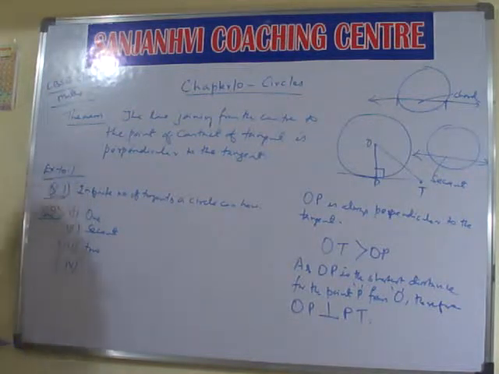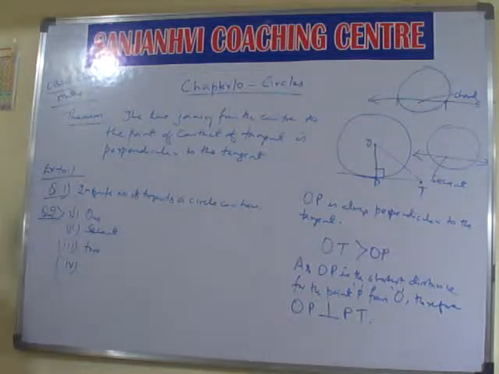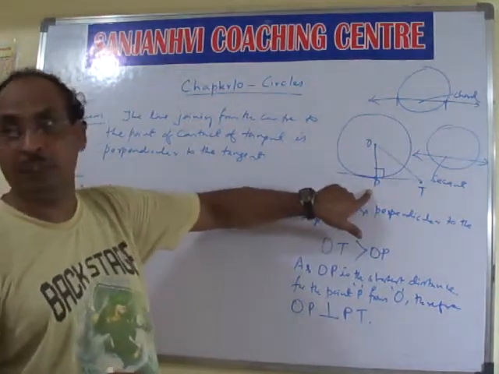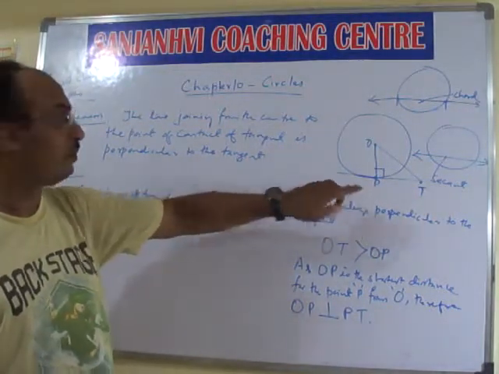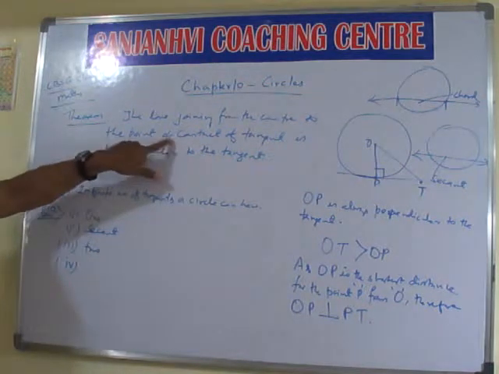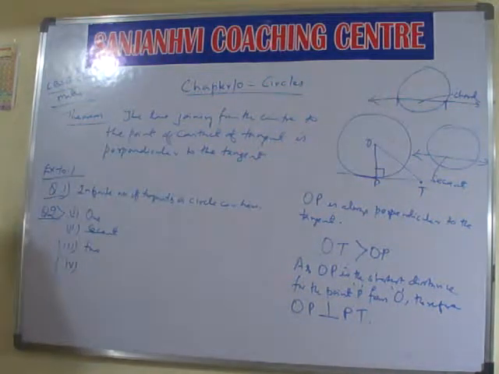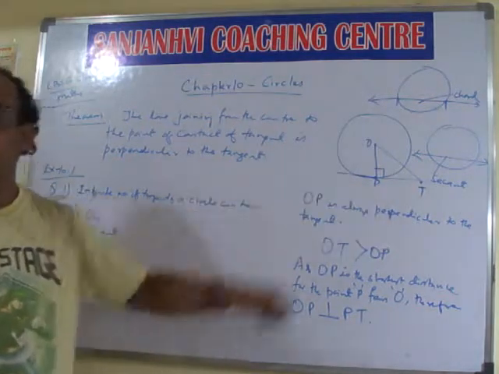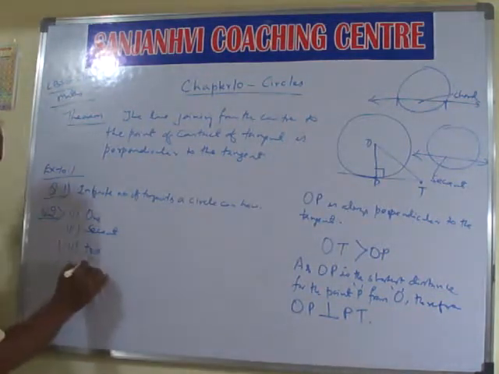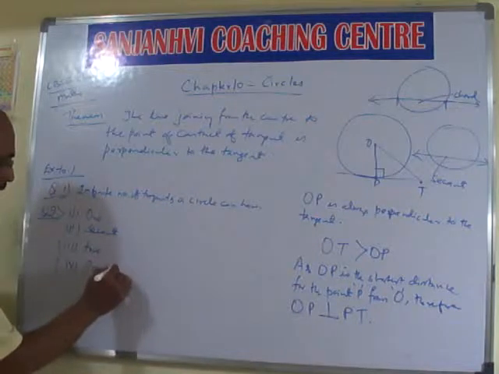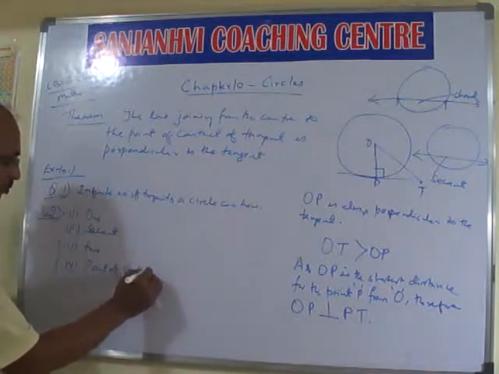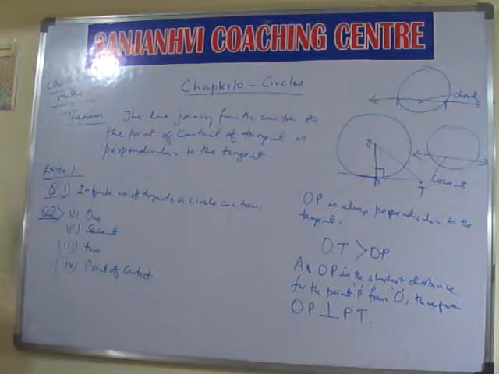Okay, fourth one, what does it say? The common point of a tangent to a circle and the circle. So the common point, this is the point. What I told you, this point, what is it? Point of contact. So this point P is called the point of contact. Understood? It is called point of contact. Very good.